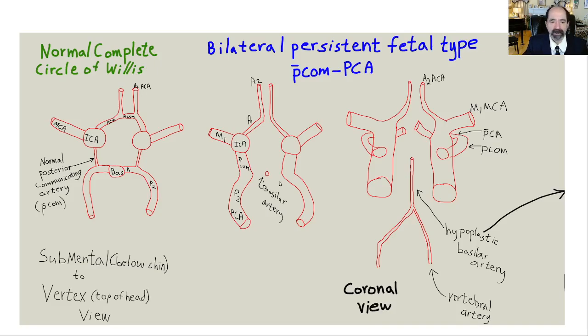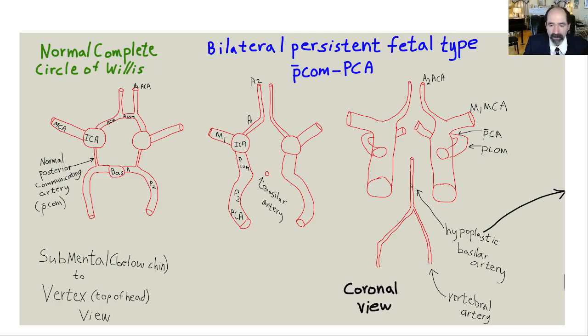And then here we're looking at it now on what's called a coronal view. That's a front to back view, called coronal view. And this is the right vertebral artery, the left vertebral artery. So the two vertebral arteries come up to the base of the skull, at the foramen magnum, and then they join to make the basilar artery that comes straight up.